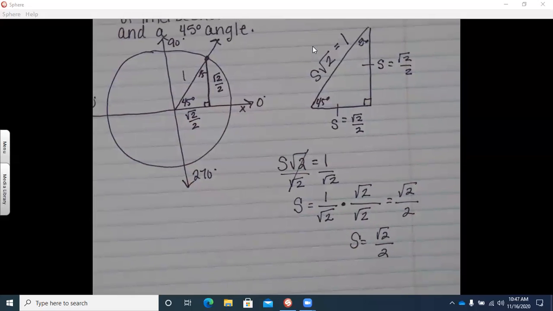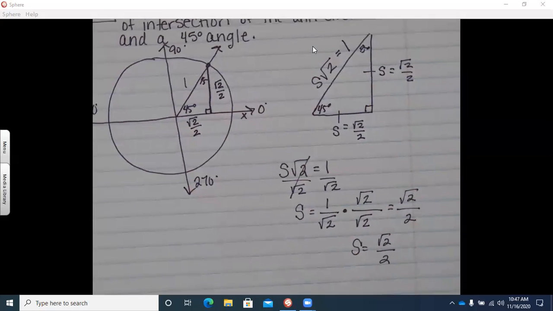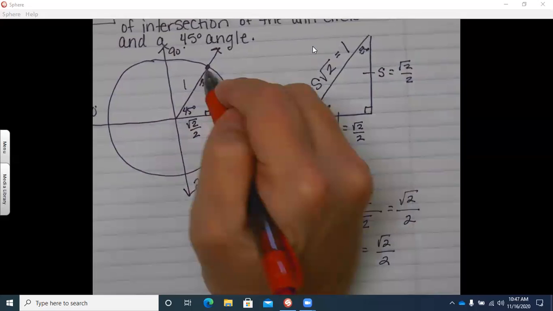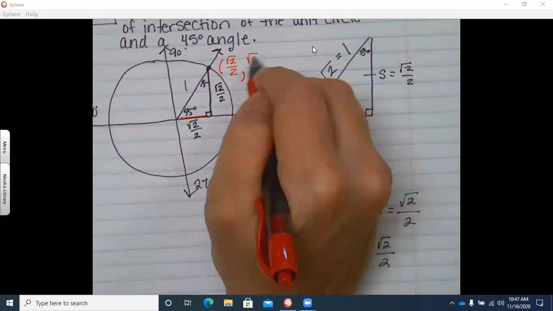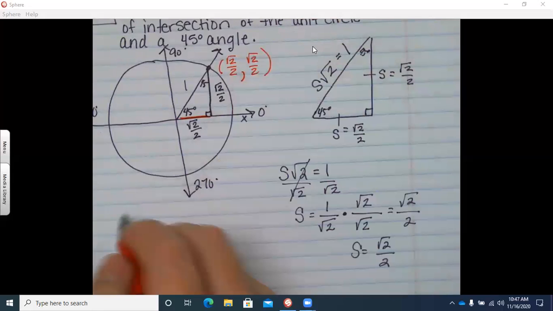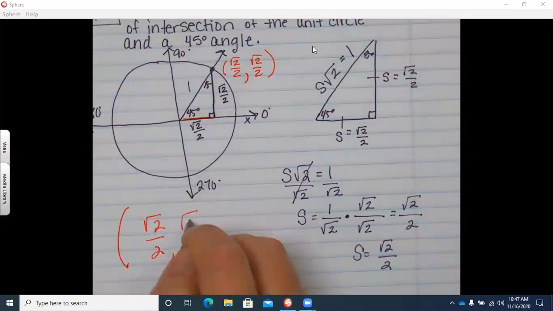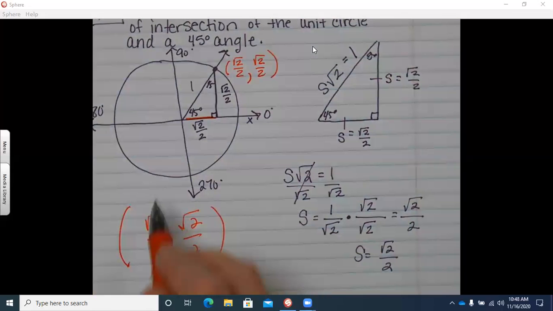So my ordered pair, we're in quadrant 1, so everything's positive. What's your x coordinate? Square root of 2 over 2, that's this little section right here. What's your y coordinate? Boom. Totally cool, right?